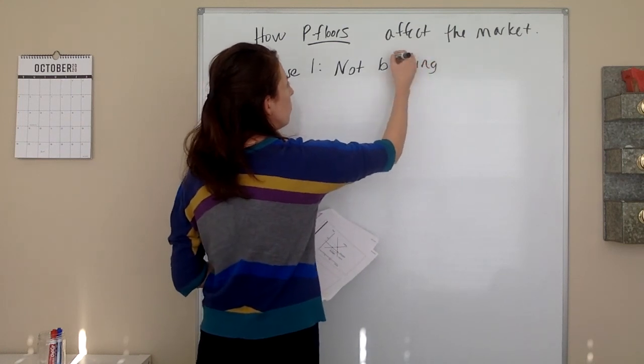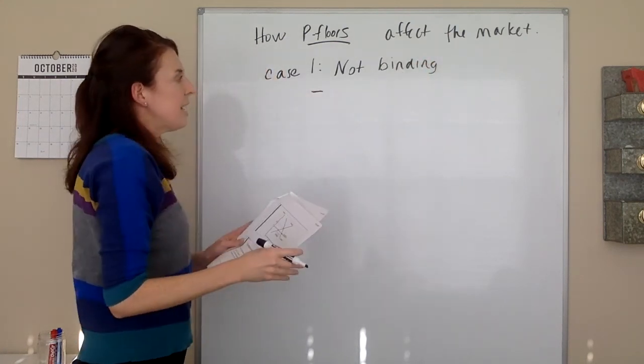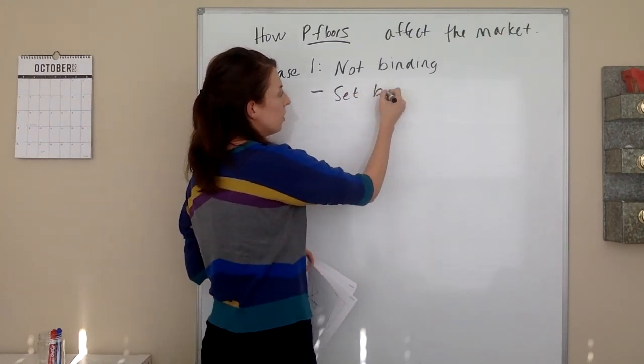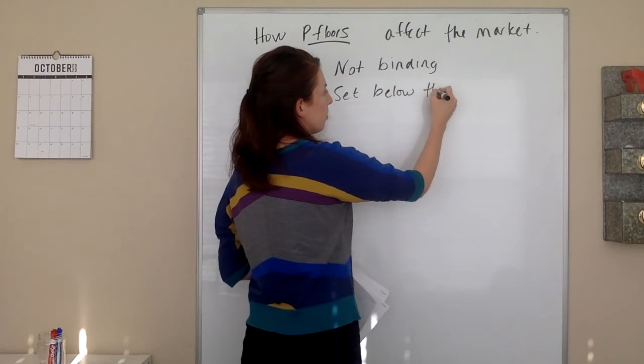Okay, a price floor will not be binding if it is set below the equilibrium price.